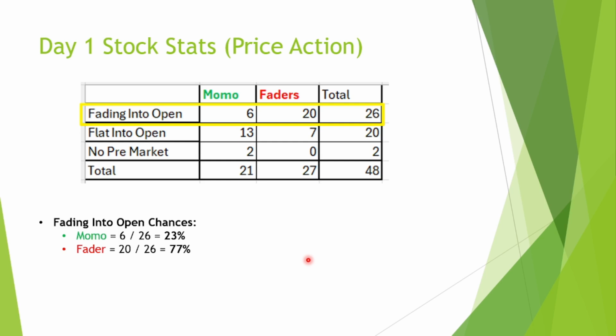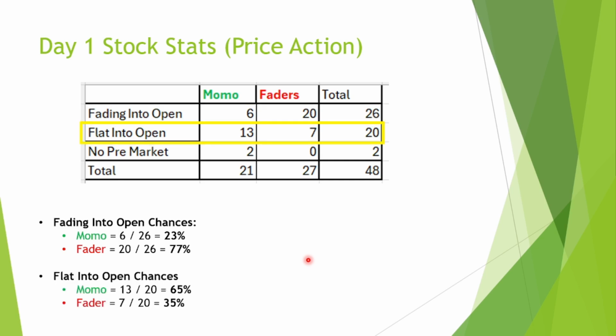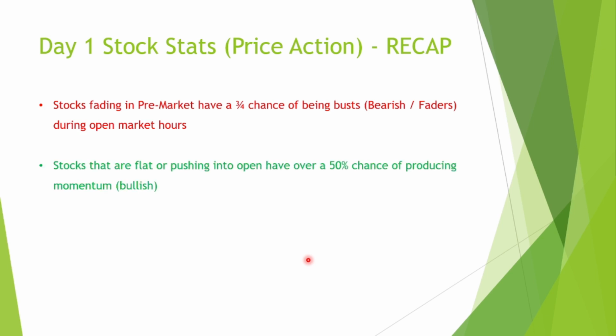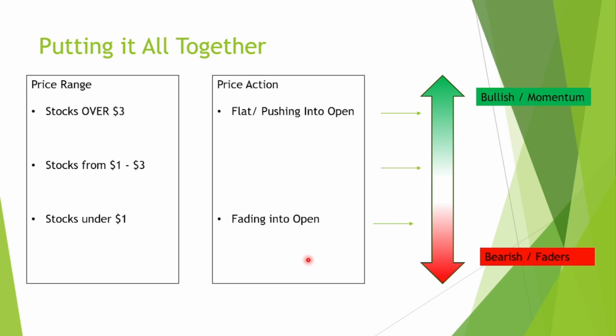We're also going to look at the overall buckets combining both momentum and faders. If something is fading into open, the chance of it being momentum is 25%, the chance of it being a fader 77%. And if it's flat into open, momentum has a 65% chance, fader is 35%. So the recap: stocks fading into pre-market have a 75% chance of being a bust. Stocks that are flat or pushing have over a 50% chance of producing momentum. Now this is the past week. These numbers are going to change next week, but again, this is all projections into the future.